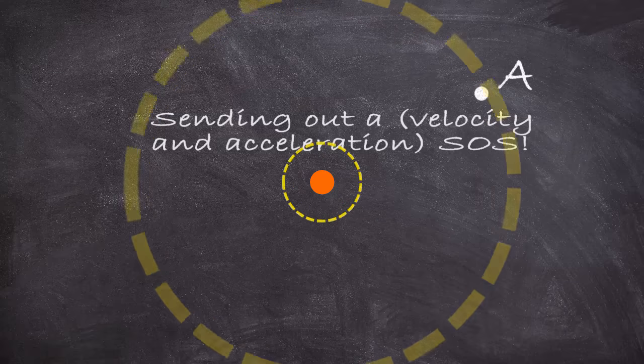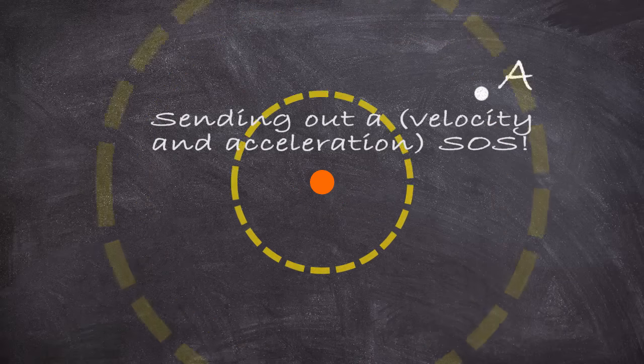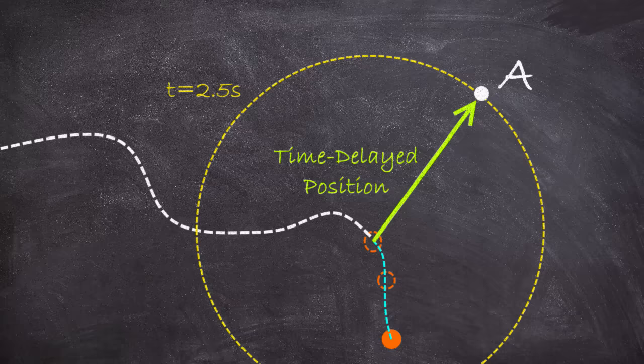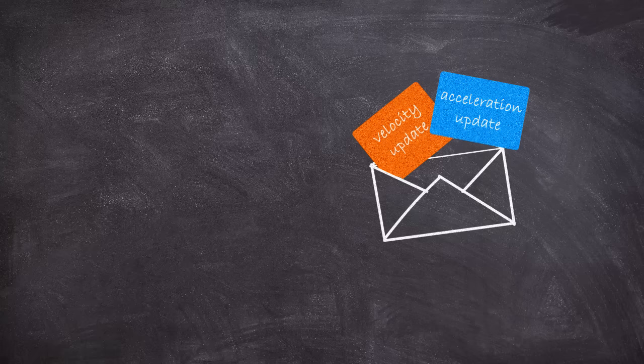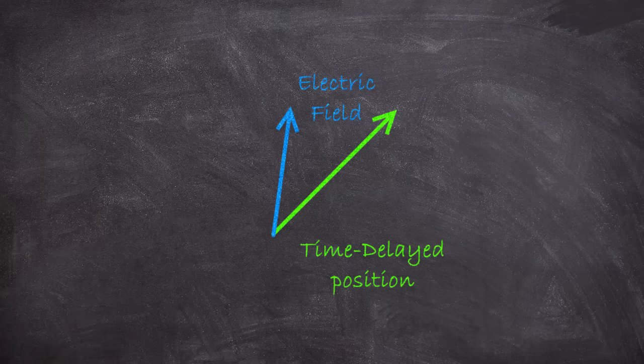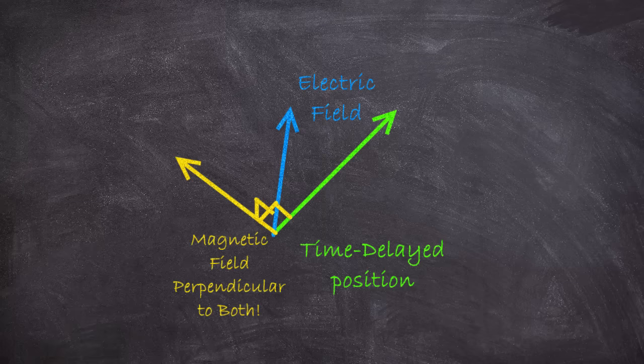So let's maybe summarize. If I have a charge, at any given moment, a point A is receiving messages from the charge about its current position, velocity, and acceleration. However, because of the finite speed of light, when A receives those messages, they're out of date. So A doesn't respond to where the charge is now, but where it was. When it gets one of these time-delayed messages, it explicitly determines its electric field through this mysterious LW rule. If the electric field that it spits out doesn't point in the same direction as the time-delayed position, there will also be a magnetic field, and that points perpendicular to those two vectors. Done. That's the whole shebang.